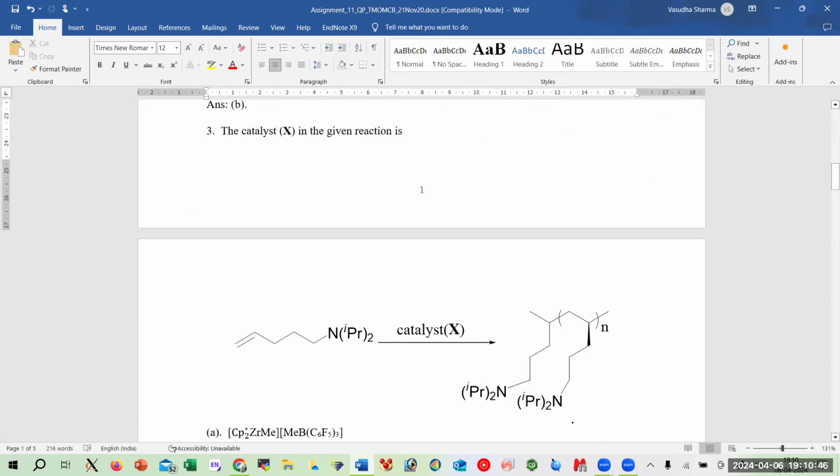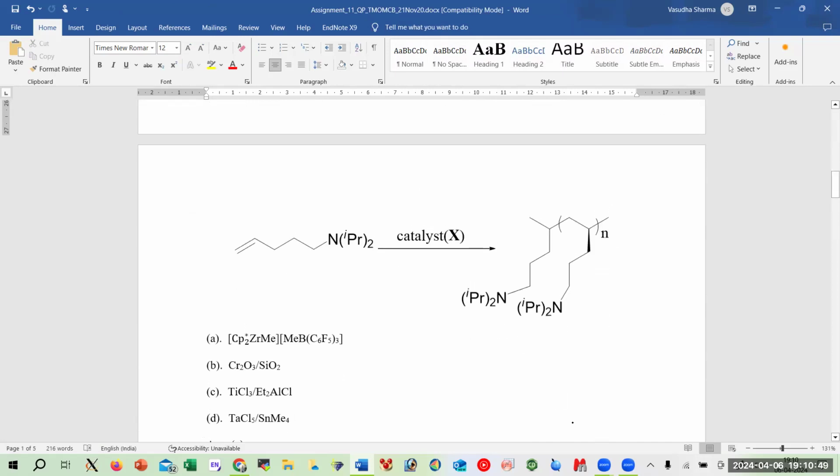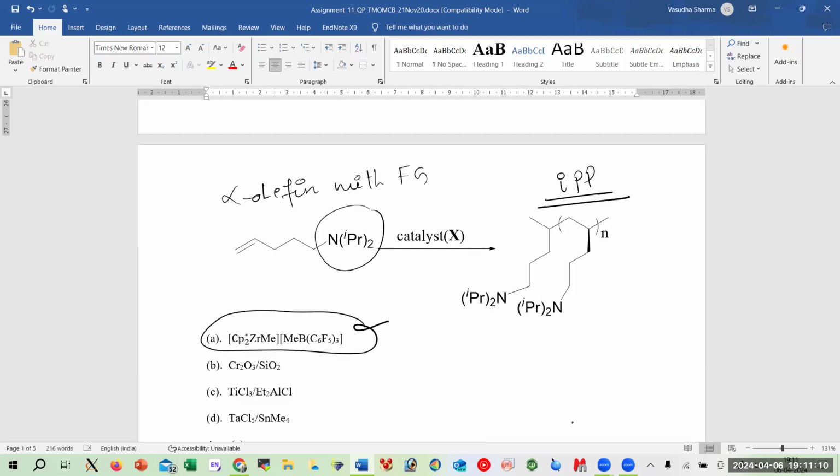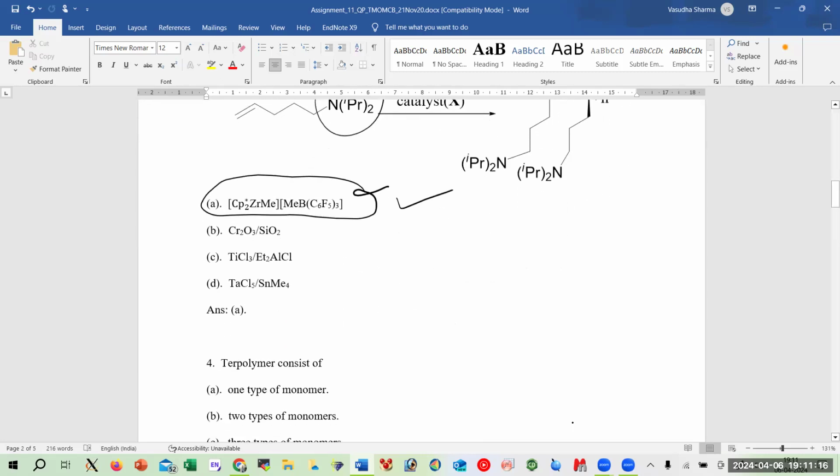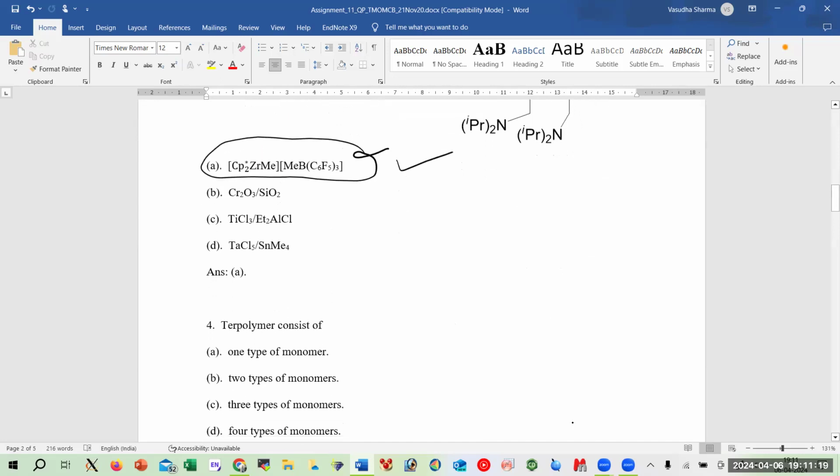The catalyst X in the given reaction is. So we have these reactions. Here if you see, it's an alpha olefin with a functional group. This is your functional group because it's having a nitrogen, and we know what kind of isotactic polypropylene we have found over here. Only this is possible when we are having this kind of system, which is the catalyst that will give you the isotactic one. Now, ter polymer, ter means three, so it comprises how many monomers? It is actually three types of monomers, so it's very straightforward.